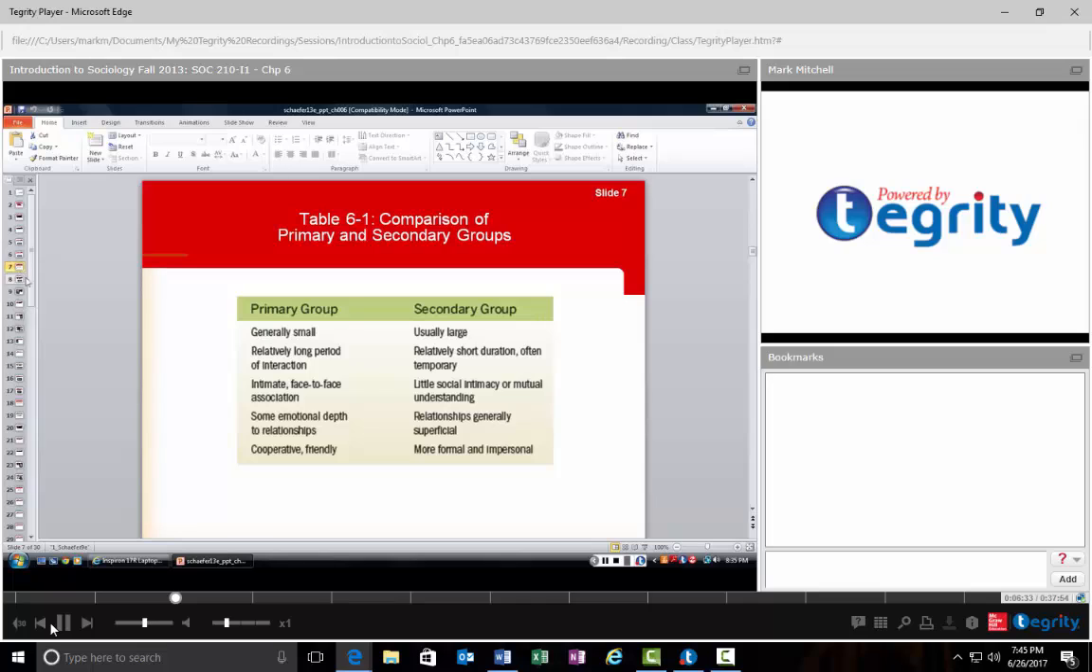This slide right here just shows you some characteristics of these two groups that we've been talking about, the overall idea of primary groups and secondary groups, and you can really see among this list that they really are opposites. So, primary group being small, secondary group being large, and on and down the list, you can see what I'm talking about or referring to.